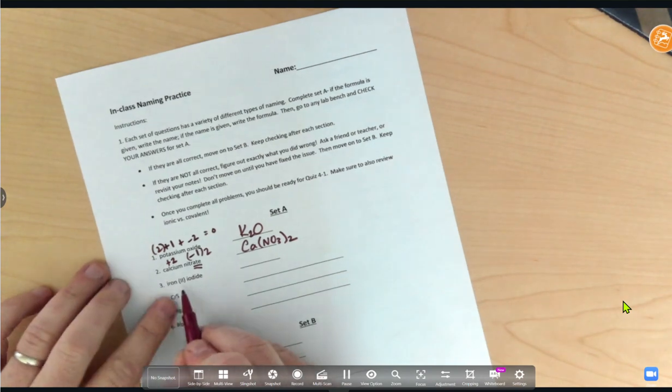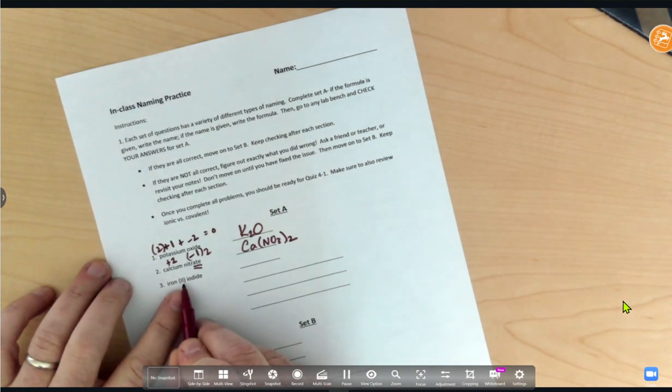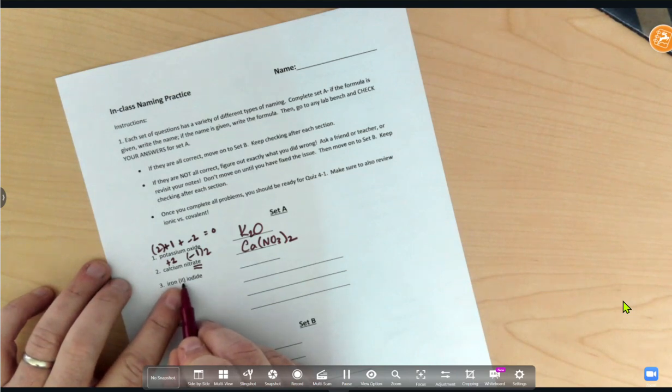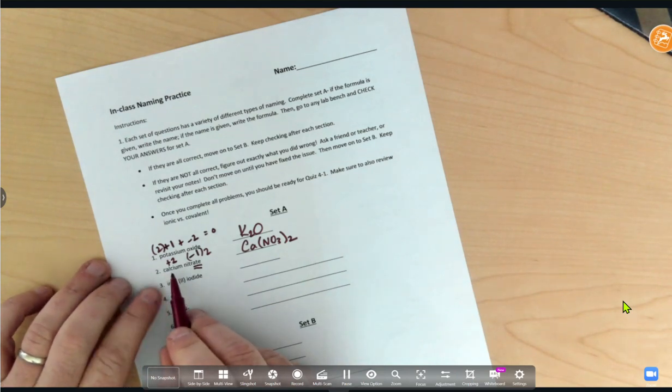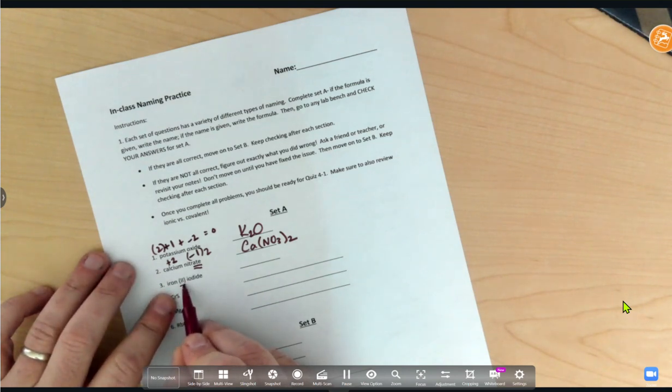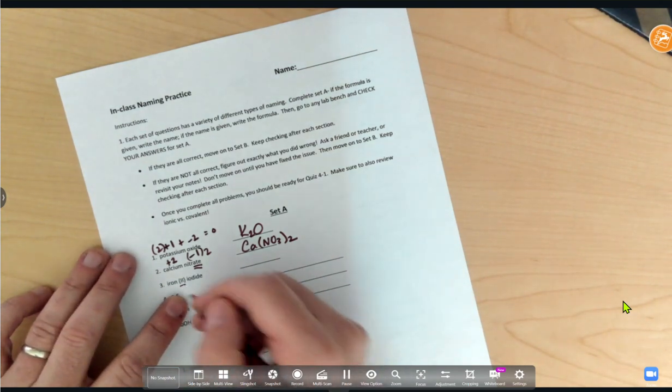Okay, so now let's talk about that Roman numeral. The Roman numeral in the name tells you what the charge on the metal is. So for certain metals, we know their charges because they're always the same, but for others, they could have more than 1. So we have to tell you what the charge is, and the charge is the Roman numeral.